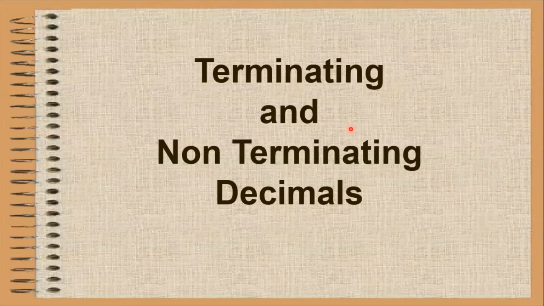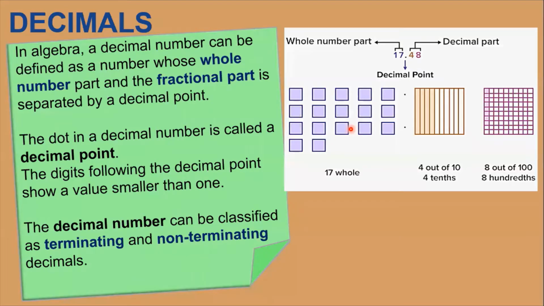Terminating and non-terminating decimals. First, we will define what is a decimal. A decimal number can be defined as a number whose whole number part and fractional part are separated by a decimal point. We have here an example, 17 and 48. It is read as 17.48. The decimal point here is between 17 and 48. So the whole part is 17 and then the decimal part is 48.